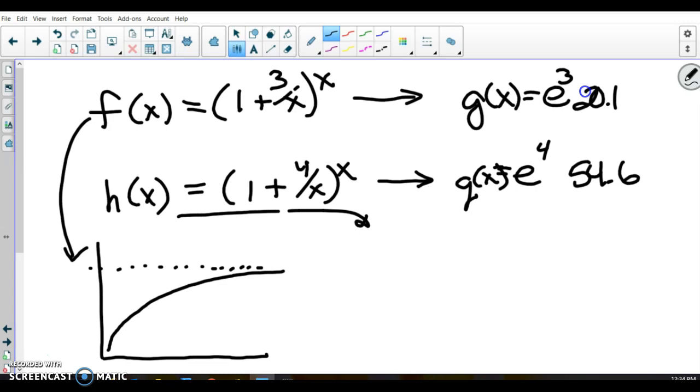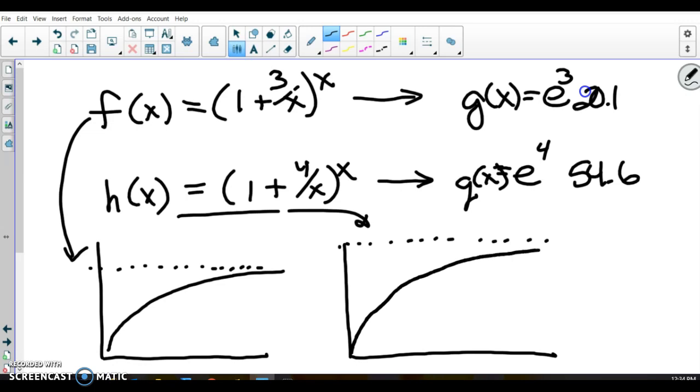In relation to that, h of x, the value e to the fourth, 54.6, the function 1 plus 4 over x to the x is approaching that line. I just thought this was fascinating, interesting. Talked to a couple of our math teachers and haven't really come up with a good explanation yet. But it's up for discussion. We should talk about it in class.